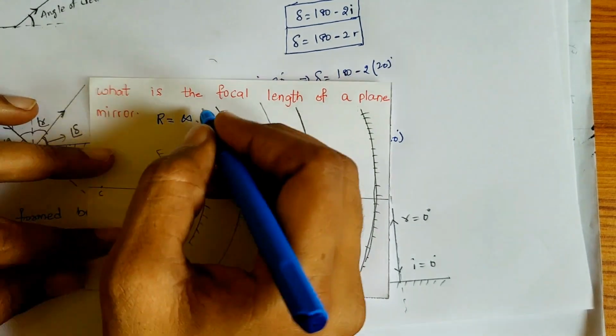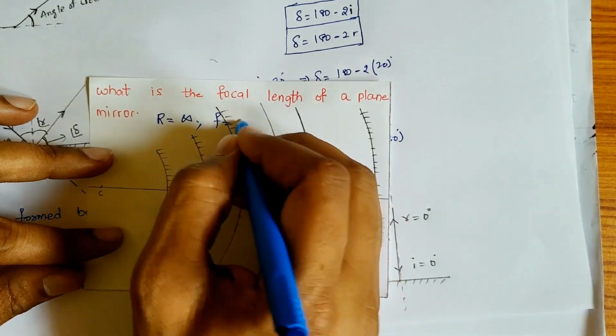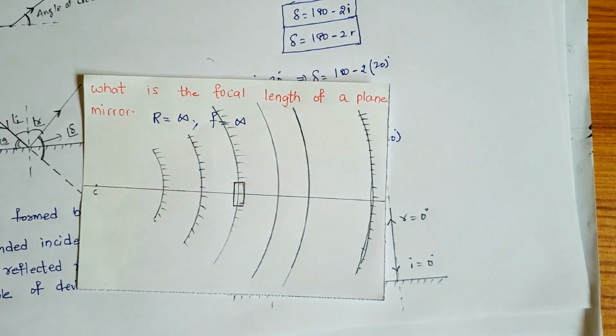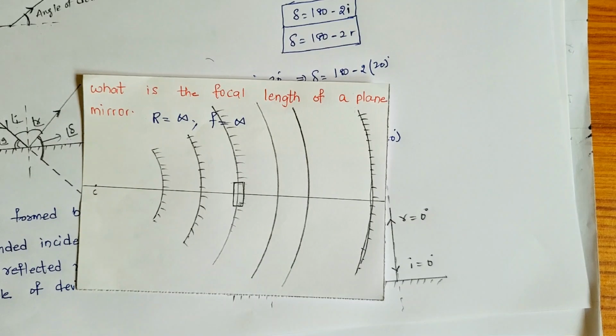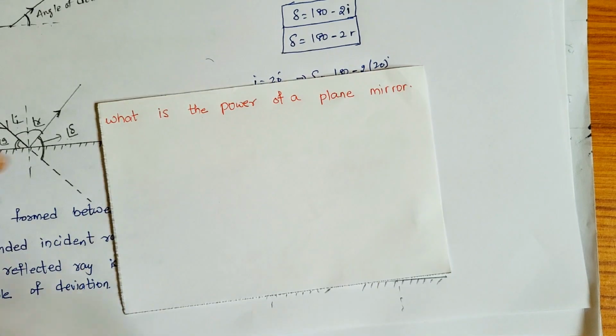Infinity. If the radius of curvature is infinity, what will be the focal length? Focal length also will be equal to infinity. So what is the focal length of a plane mirror? A plane mirror has a focal length, and that focal length is infinity. So now, if it has focal length, it should have some power also, correct?